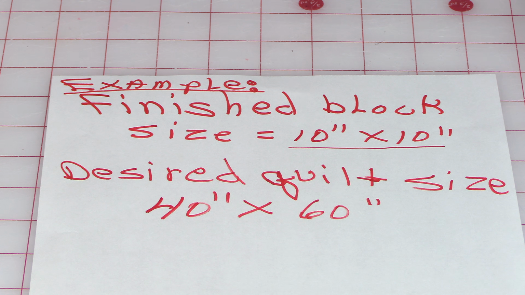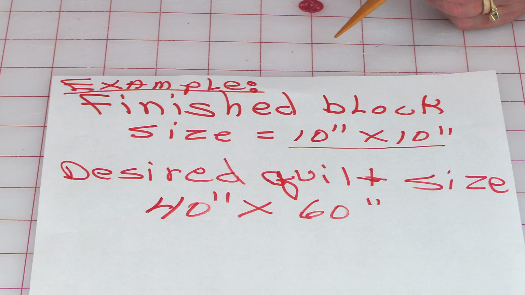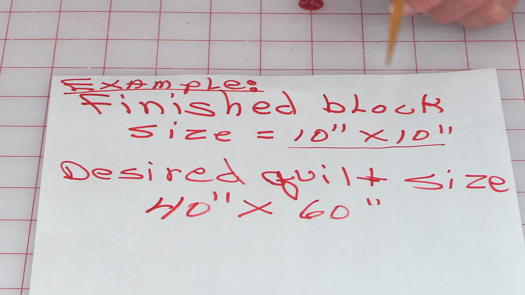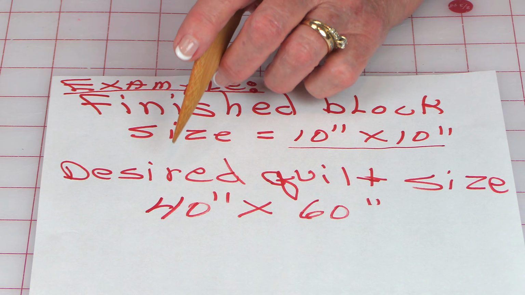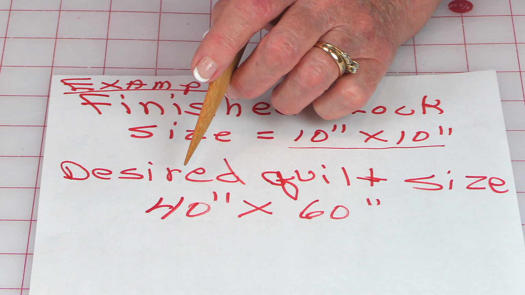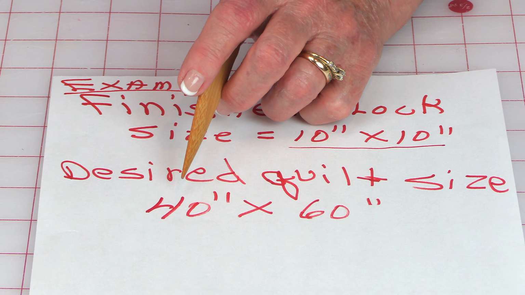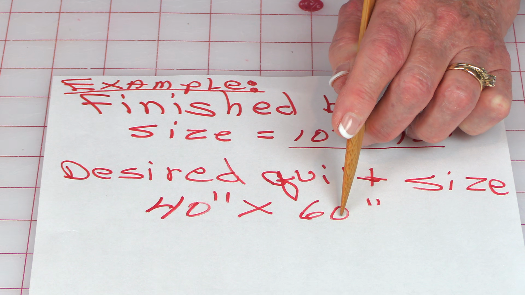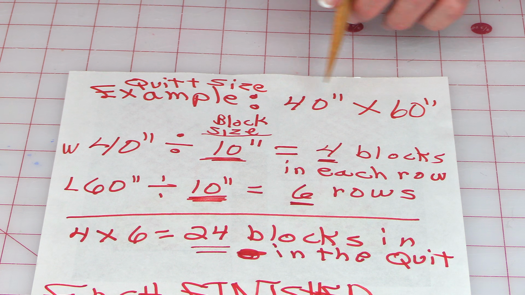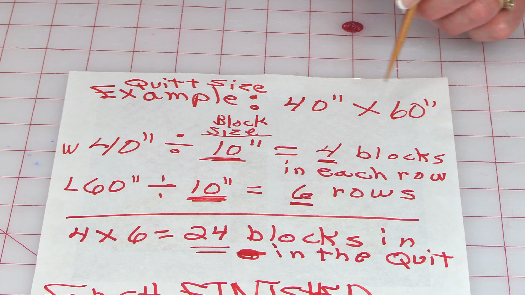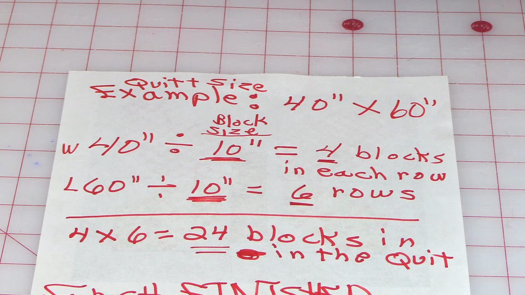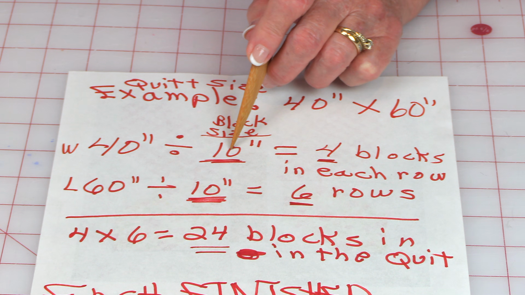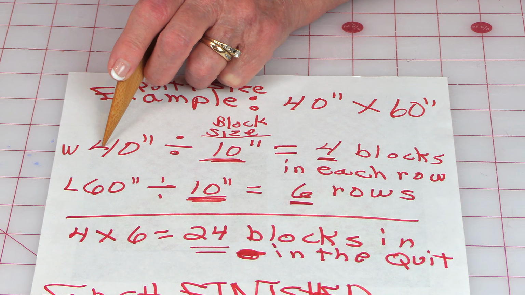I'm going to use a quilt block that has a finished size of 10 by 10 inches. So whatever your finished quilt block size, you're going to plug that number in. Then you want to determine how big is your quilt. Well, let's say I want to make a quilt that's 40 inches wide by 60 inches long. So remember, I want to make a quilt that's 40 inches by 60 inches, and my quilt block has a finished size of 10 inches. So here's my 40 inches wide.